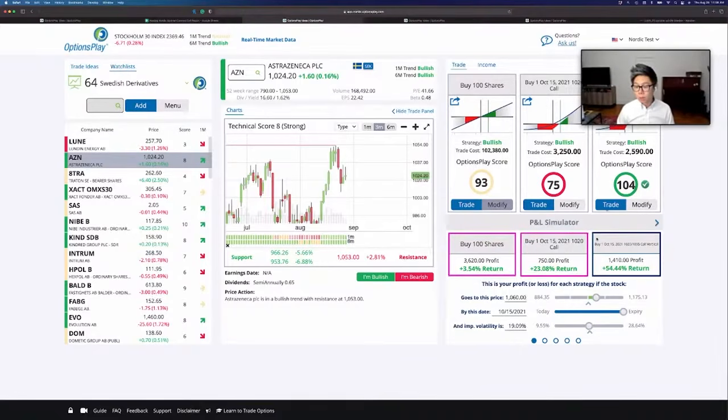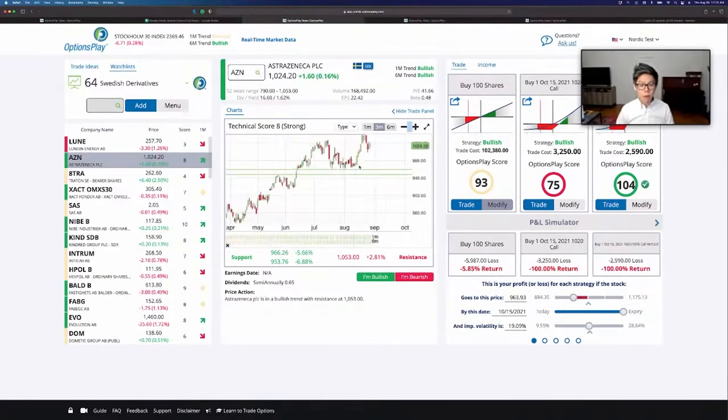On the call spread, you're looking at a 54% return. And being able to compare strategies, even if you're not familiar with those strategies, and get a sense for how much you can potentially make, and also how much you can potentially lose. What if AstraZeneca does not cooperate and it goes back down to this 950, 960 support level here?